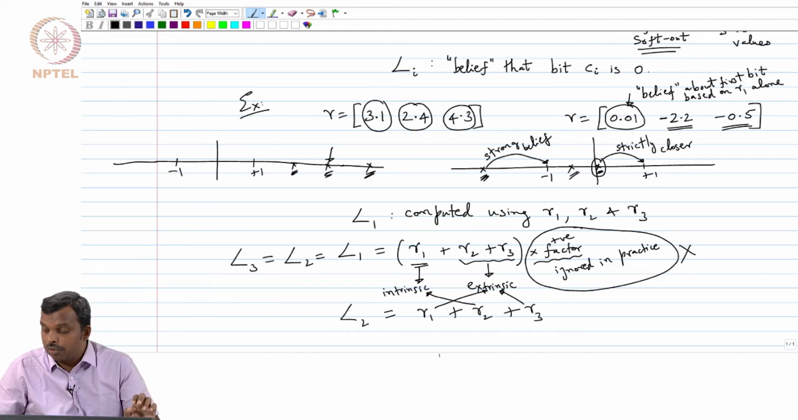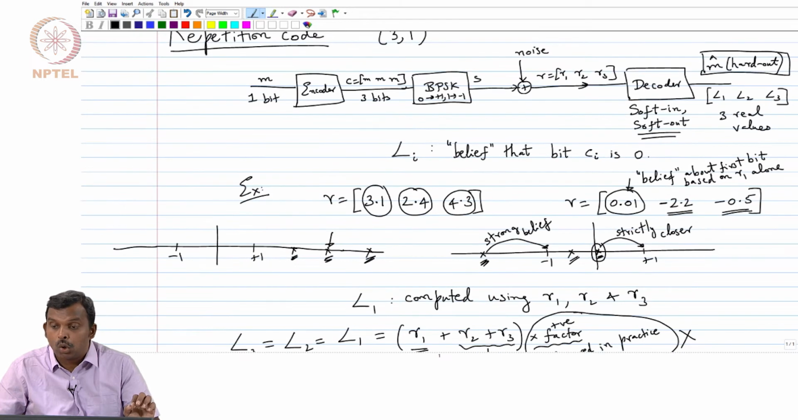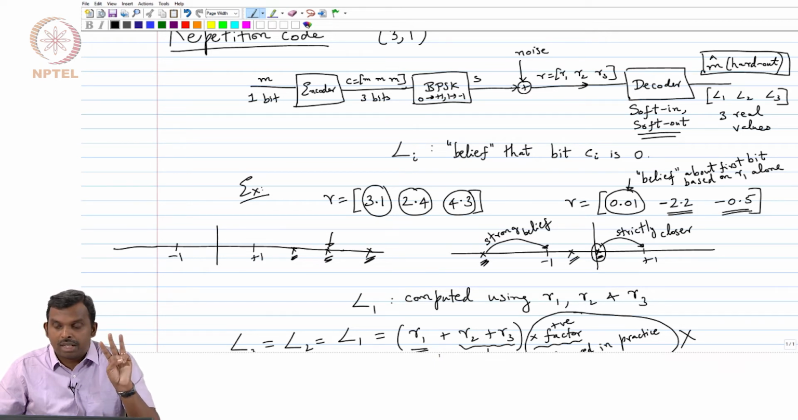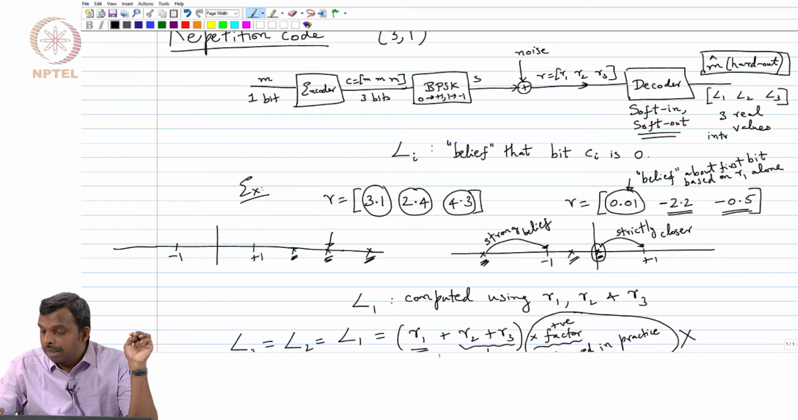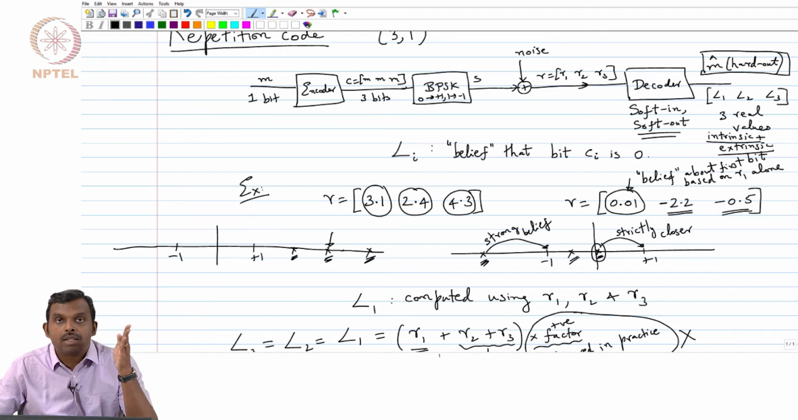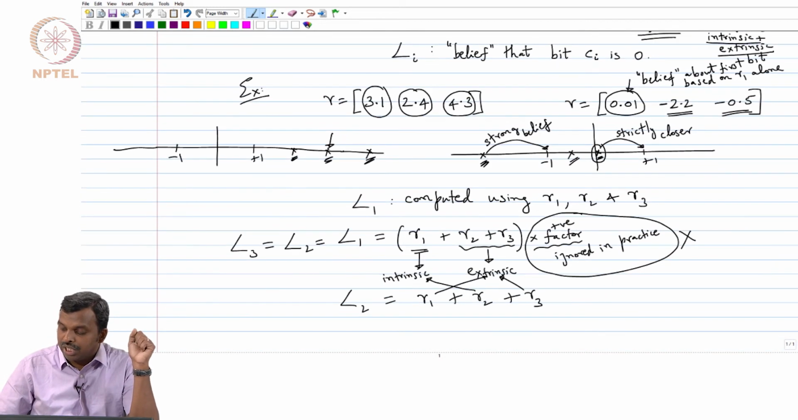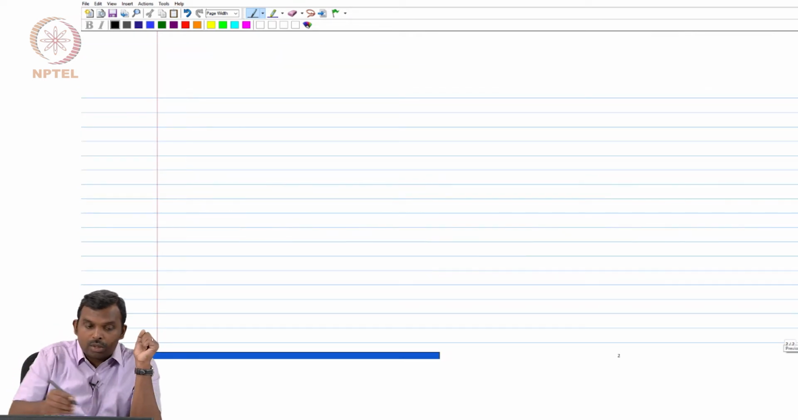Okay. So this is an example of a soft in, soft out decoder for the repetition code. The soft in, soft out decoder puts out 3 real values, intrinsic plus extrinsic. This intrinsic extrinsic division is quite important. The intrinsic one is what you receive from the channel corresponding to that particular symbol. The extrinsic is what you gain or glean out of the other received values about this particular symbol. So I am going to do a quick derivation here to show you where this comes from. The main idea is this notion of a log likelihood ratio.